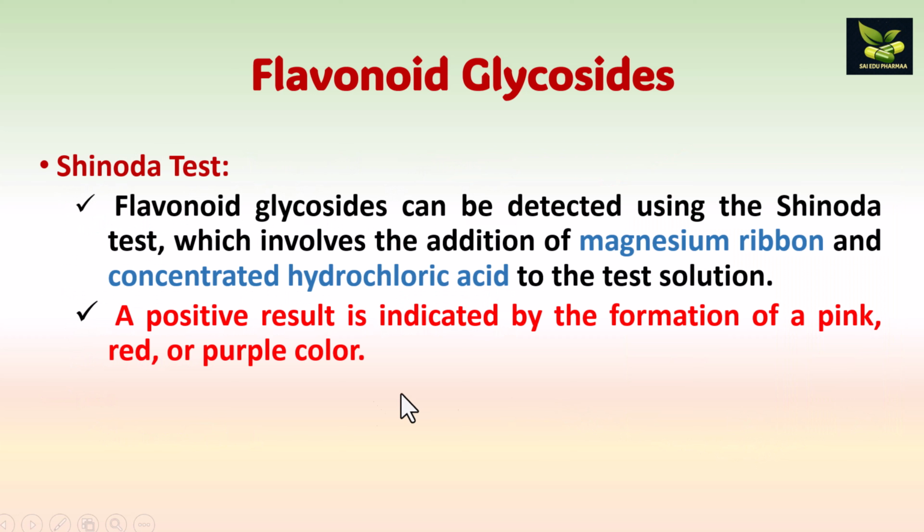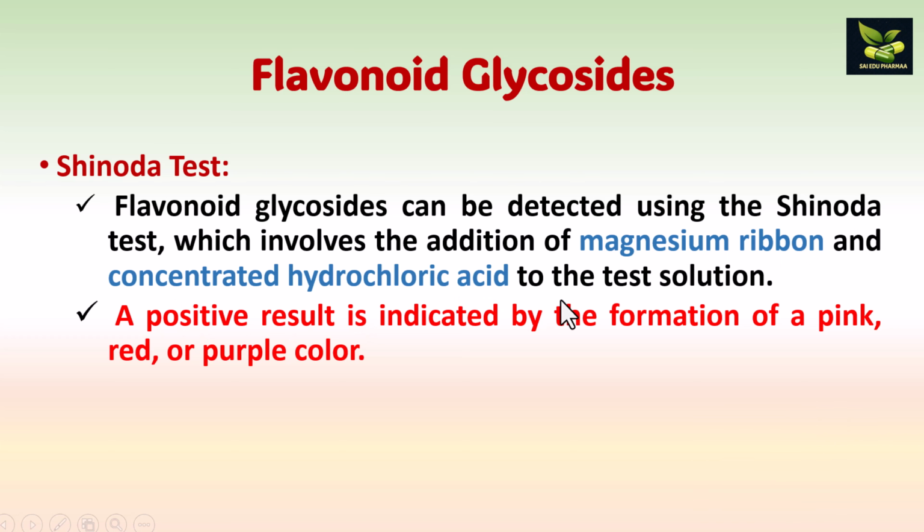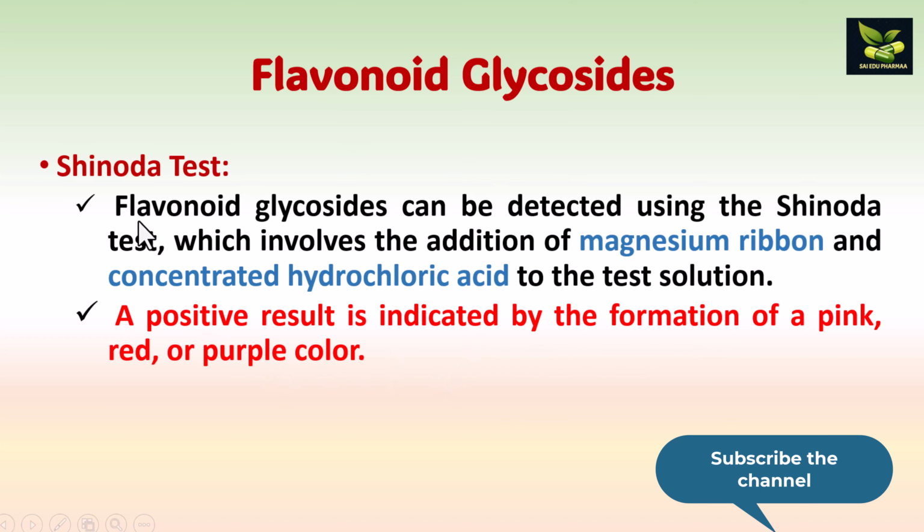Now we are going to see the test, which is Shinoda test. So flavonoid glycosides can be detected using this test. It involves addition of magnesium ribbon and concentrated hydrochloric acid to the test solution. And the formation of pink, red or purple color shows the presence of flavonoid glycosides.